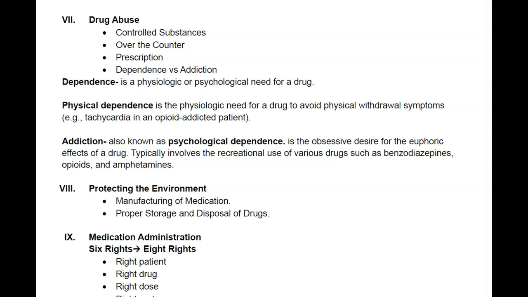Now, both can experience withdrawal symptoms, right? The one who's psychologically dependent, if they've been on a medication for a period of time, can still experience withdrawal symptoms. So both can experience withdrawal symptoms. The main difference is the one that's physically dependent does not want to be on that drug. The one with psychological dependence or addiction, they want to be on that drug because they want to feel that high.